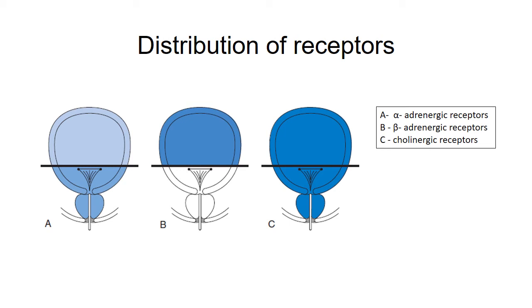This picture shows the distribution of receptors. Diagram A shows alpha adrenergic receptors, which we can see are seen throughout the bladder and urethra, but more predominantly in the trigone, bladder neck and urethra. Whereas picture B shows beta receptors. They are largely seen in the body of the bladder or dome of the bladder. In picture C, we can see cholinergic receptors, or the muscarinic receptors, throughout the body, base of the bladder and urethra.